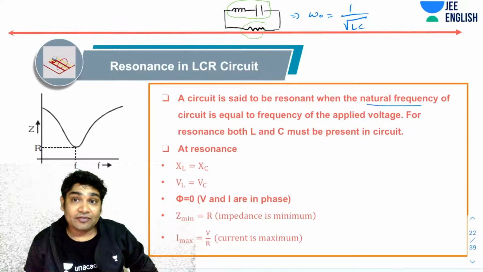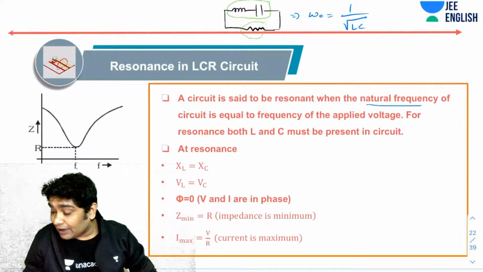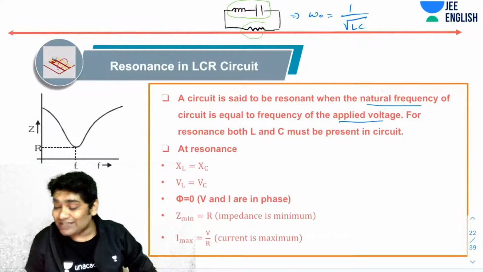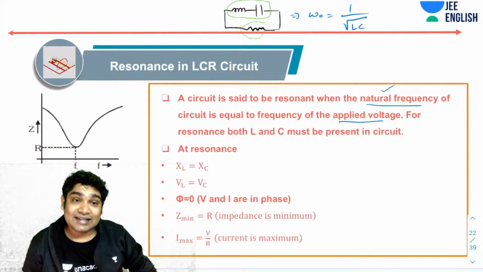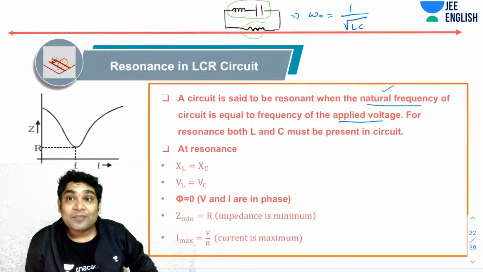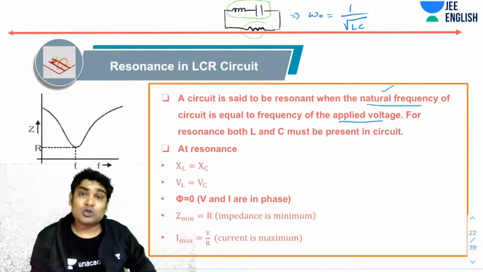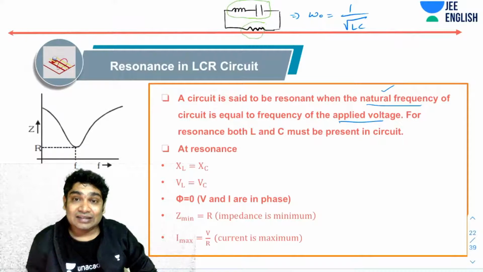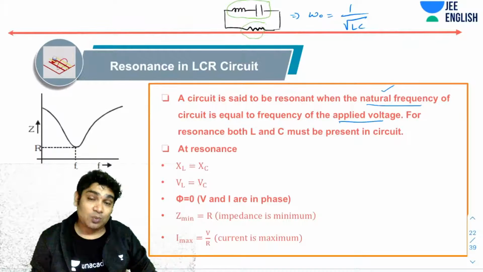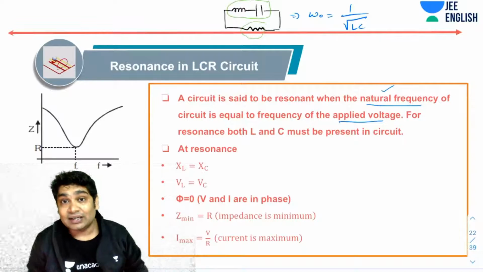Now, if the frequency of the source applied voltage becomes equal to this natural frequency, then we say that the circuit is in resonance. Why is that? So what happens in resonance in case of forced oscillations? You see that the amplitude is the highest possible, right? So similarly here, that is what will happen.